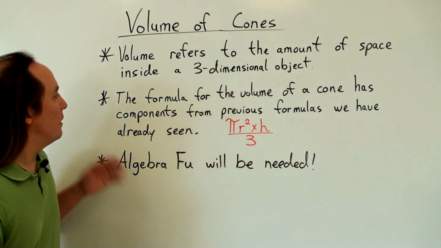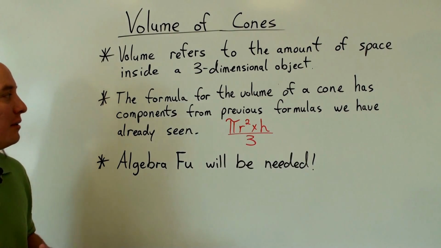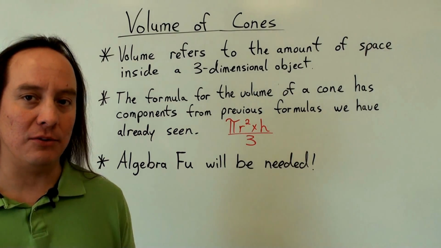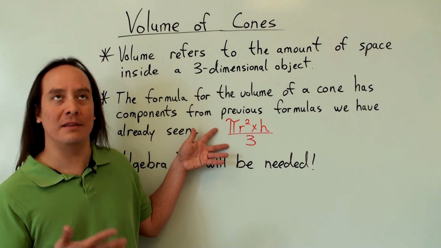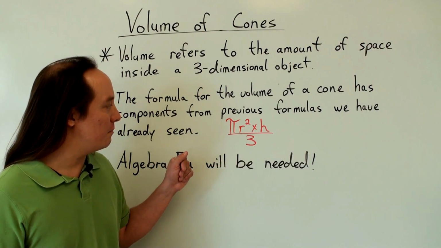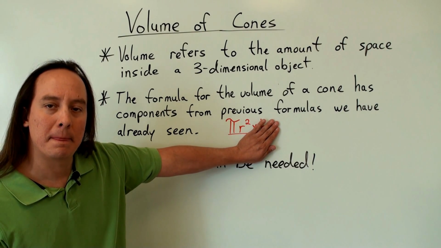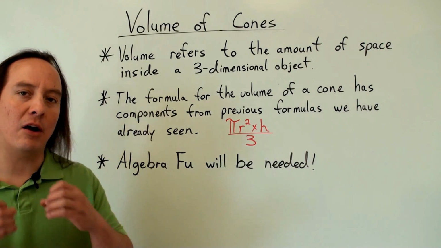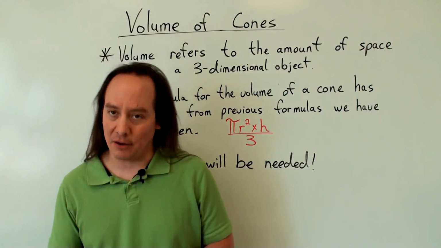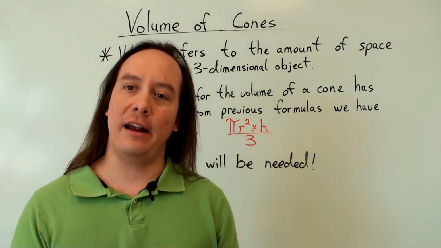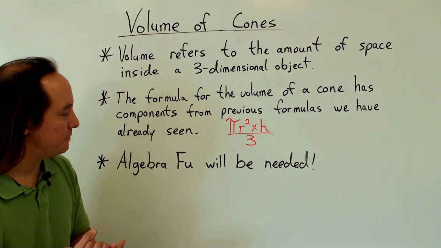Anyway, moving on. The formula for the volume of a cone has components from previous formulas that we've already used. And this is the formula for the volume of a cone. You can see that we have this pi r squared. What's that for? Your clue is the squared. Well, that's the area of a circle. Area, not volume, just the flat surface of a circle. How much space is that flat two-dimensional circle?